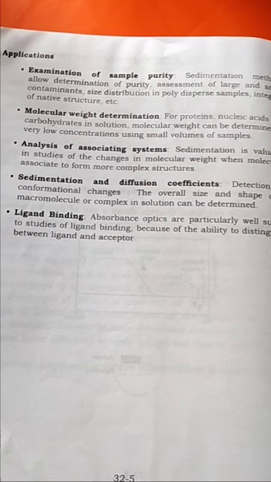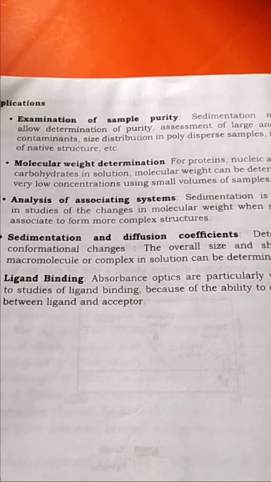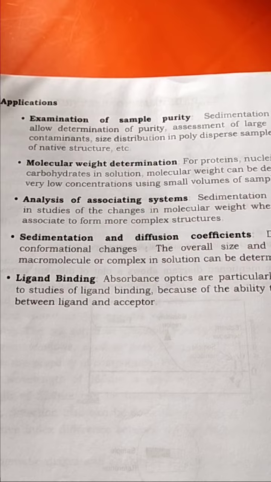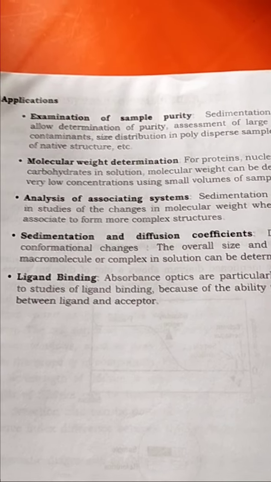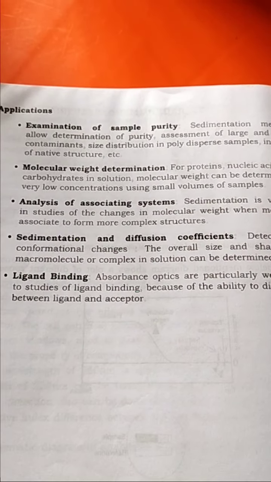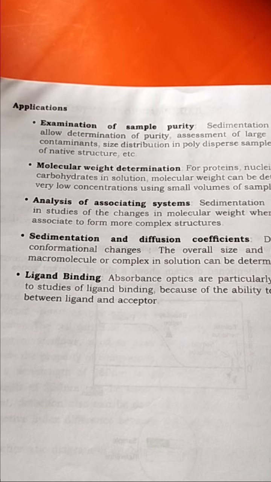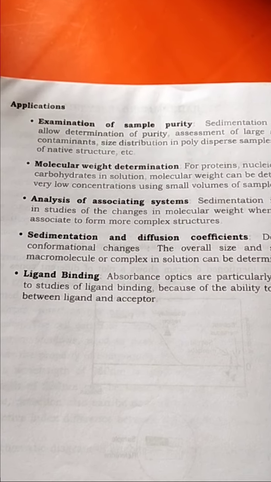Uses of ultracentrifugation: it is used to examine sample purity and molecular weight, to determine the molecular weight of a sample, and in some pharmaceutical analysis. The sedimentation process involves ultracentrifugation, and ligand binding is also one use of ultracentrifugation.